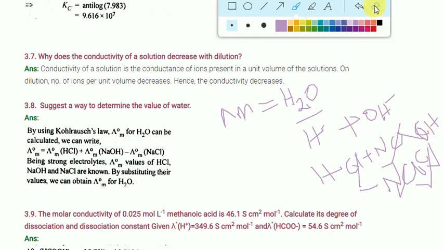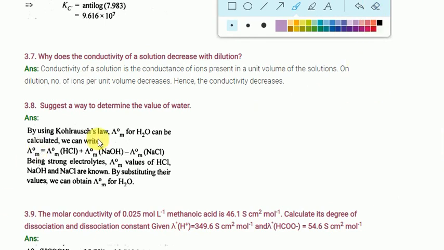Clear? The same thing is applied here using Kohlrausch's law. If you want the molar conductivity of water, calculate it using the molar conductivity of HCl plus the molar conductivity of NaOH minus the molar conductivity of NaCl. By this you can easily calculate the molar conductivity of the following solutions.